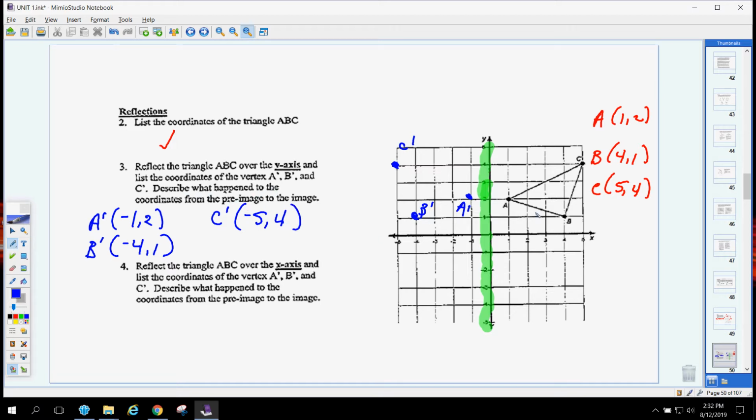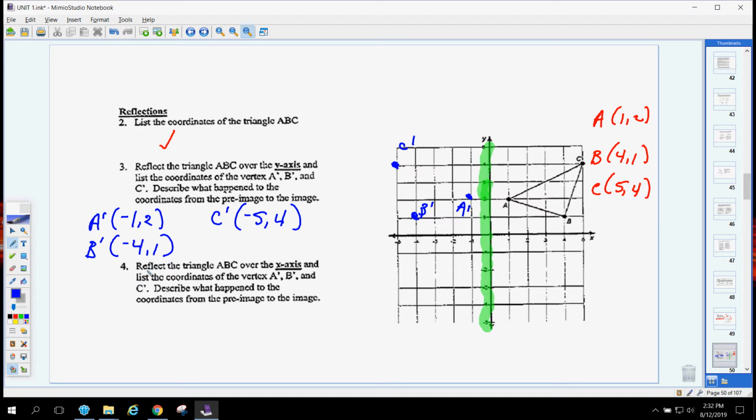Well, if we reflect across the y-axis, we can see that all the x values change. We change the sign. A was 1, it became negative 1. B was 4, it became negative 4 for my x. And C was 5, 4, and my x changed to a negative 5. So when reflecting across the y-axis, we change the sign of x.